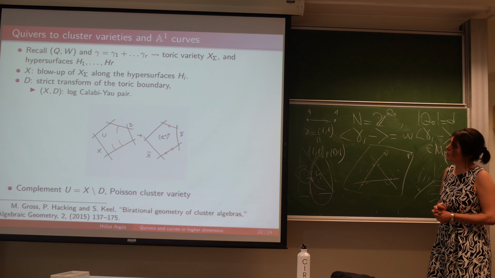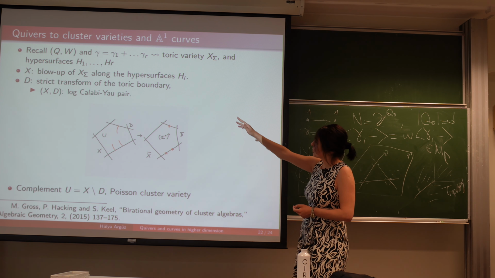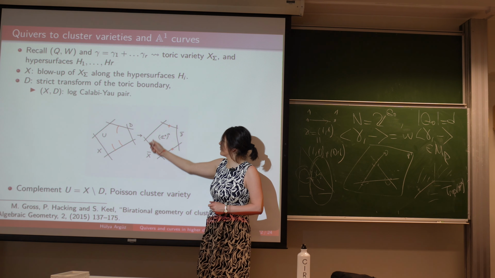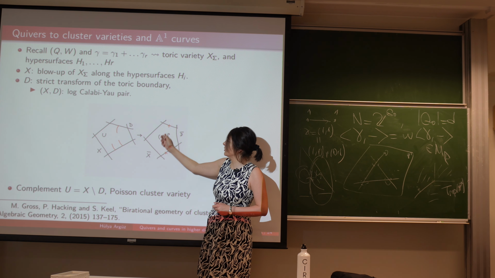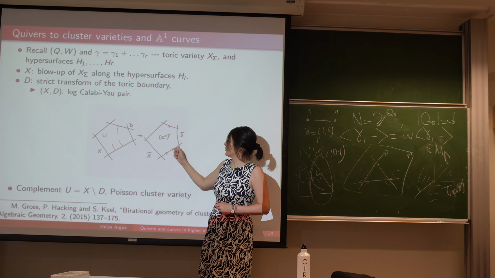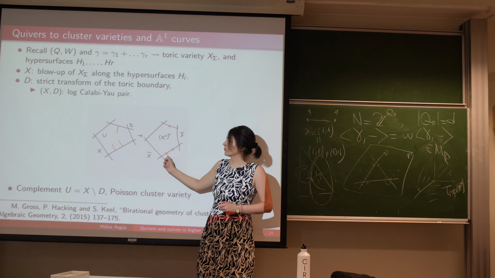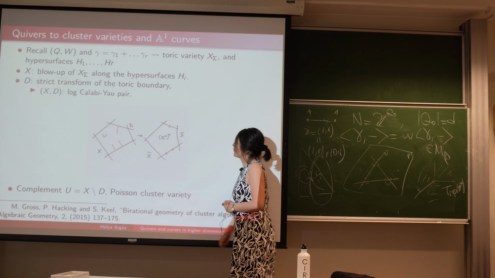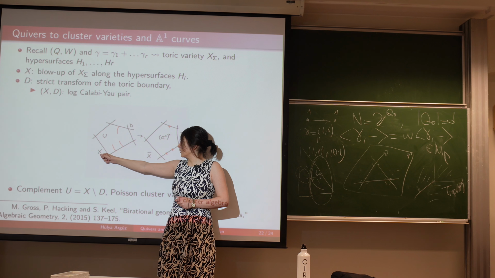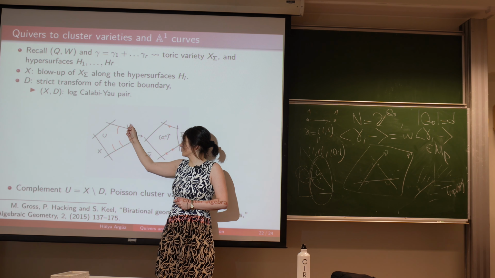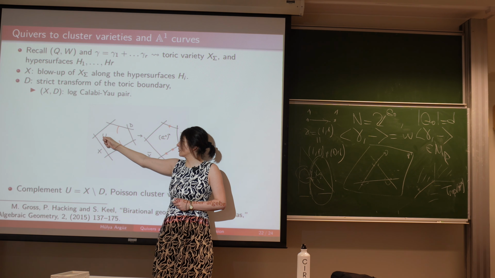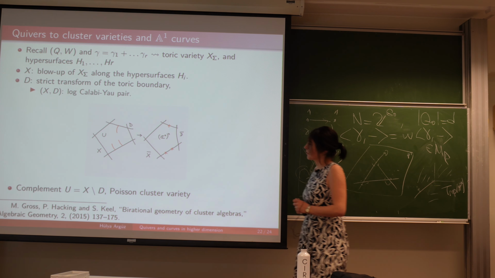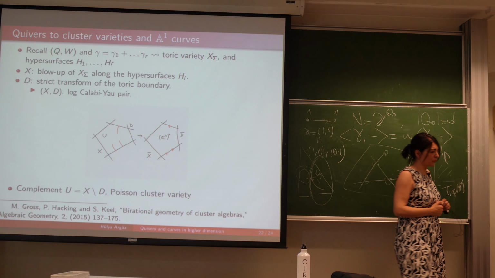So if you start with a quiver with a potential, as we mentioned, you can define a toric variety together with hypersurfaces in the toric boundary. If you blow up these hypersurfaces in the toric boundary, you get a cluster variety. If you denote the total space of the blow-up by X and the strict transform of your toric boundary by D, the complement of D in X, call it U, is a cluster variety which admits a Poisson structure.